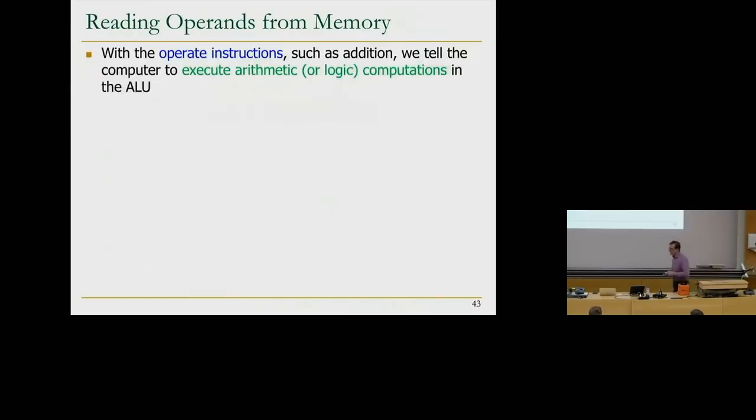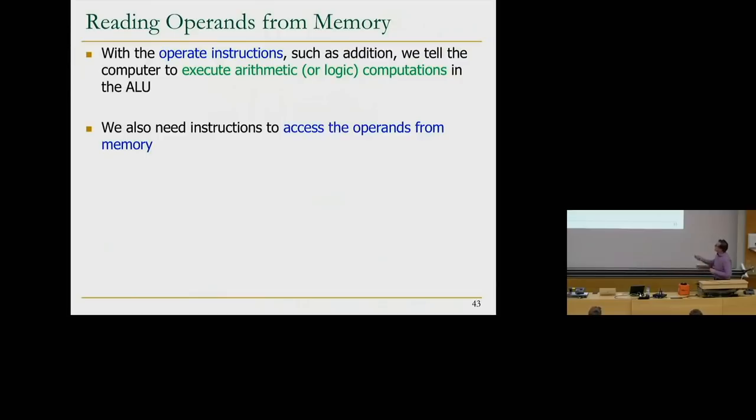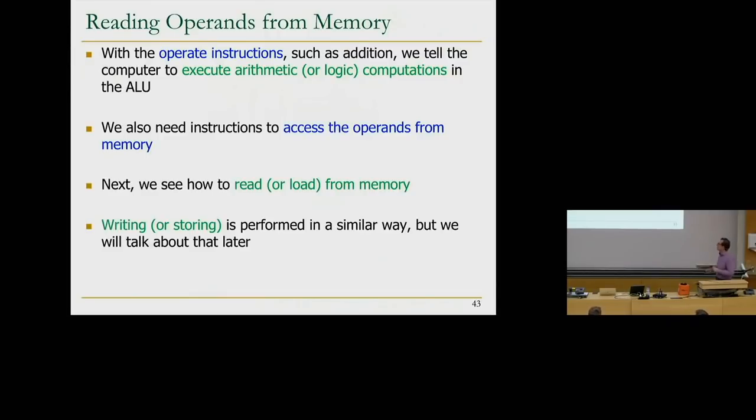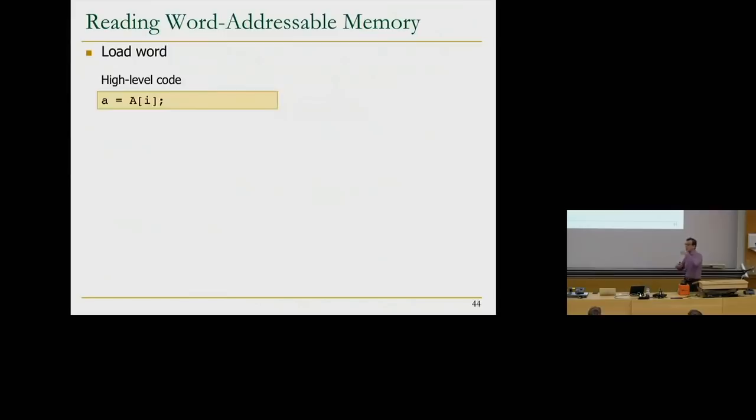Basically, with operate instructions such as addition, we tell the computer to execute arithmetic or logical computations in the ALU. We also need instructions to access operands from memory, so we will see how we read, or load, from memory. Writing is storing, which works in a similar way, but we will see that later. Again, I'll start with the high-level code. This is an array access, for example. We're going to assume word addressability, and then we're going to move to byte addressable very quickly.